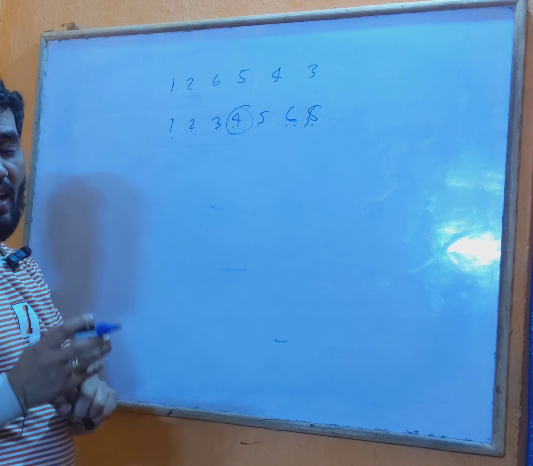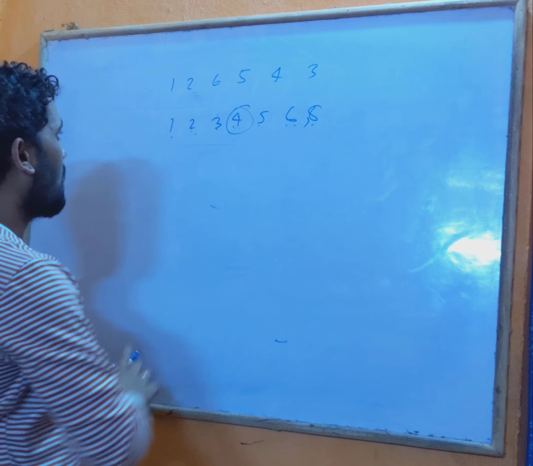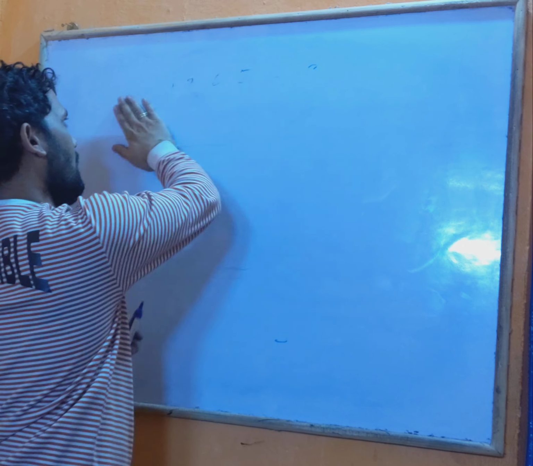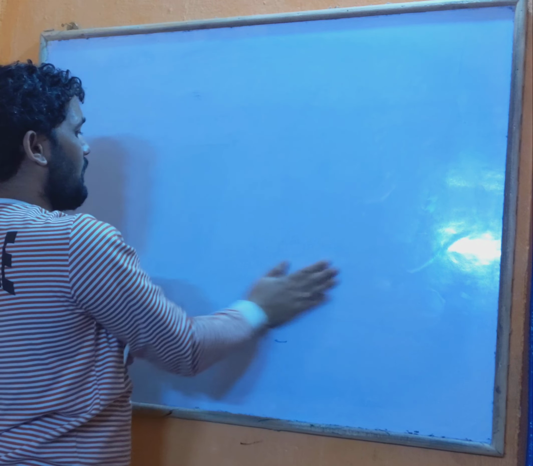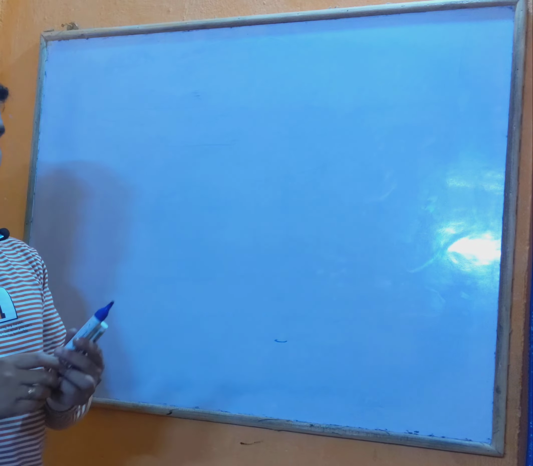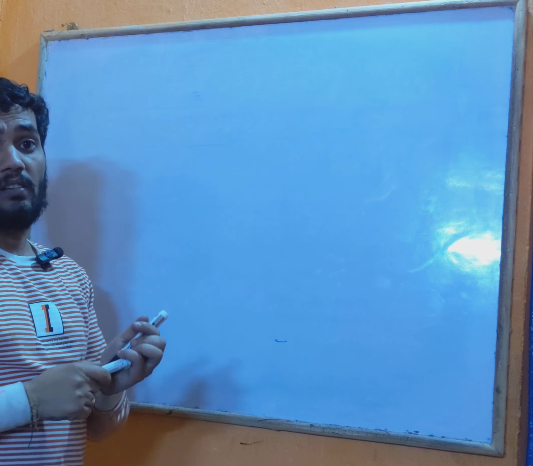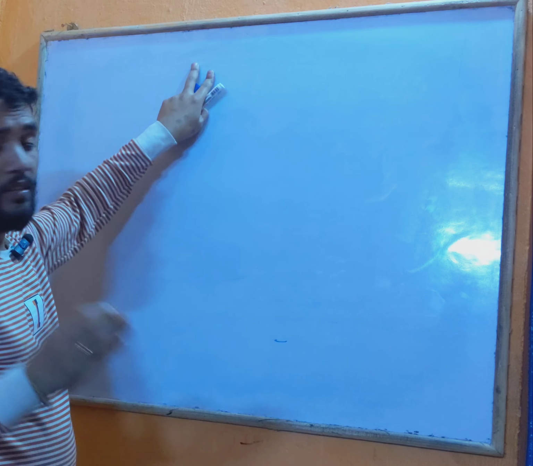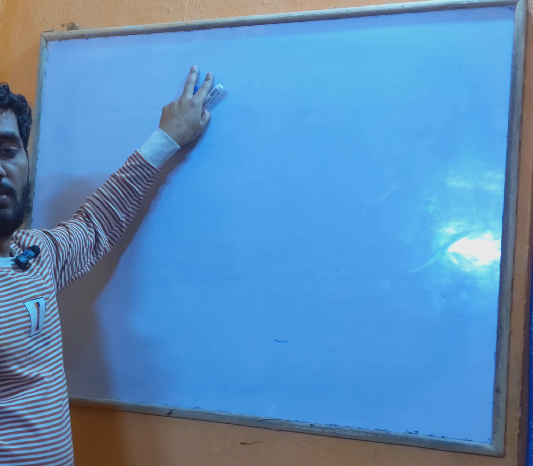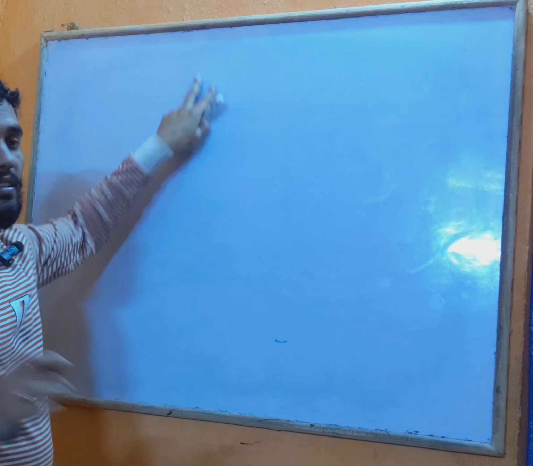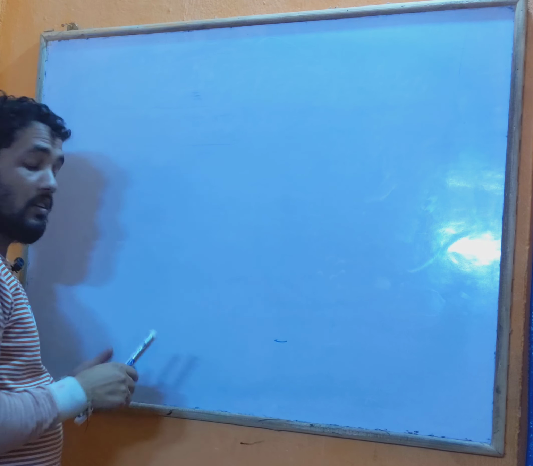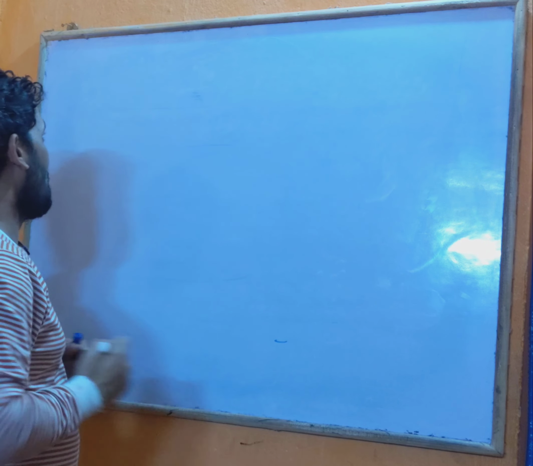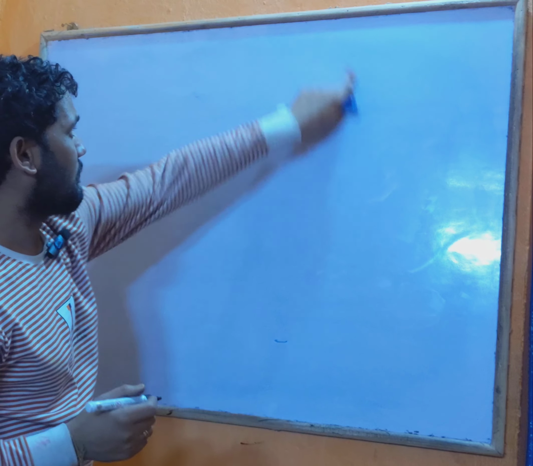So this is simple data, and you have to find all three: mode, median, and mean. For grouped data, the problem is that if you have grouped data, how can we find these three things? The first one is mean, mode, and median. So let's see how it will be.